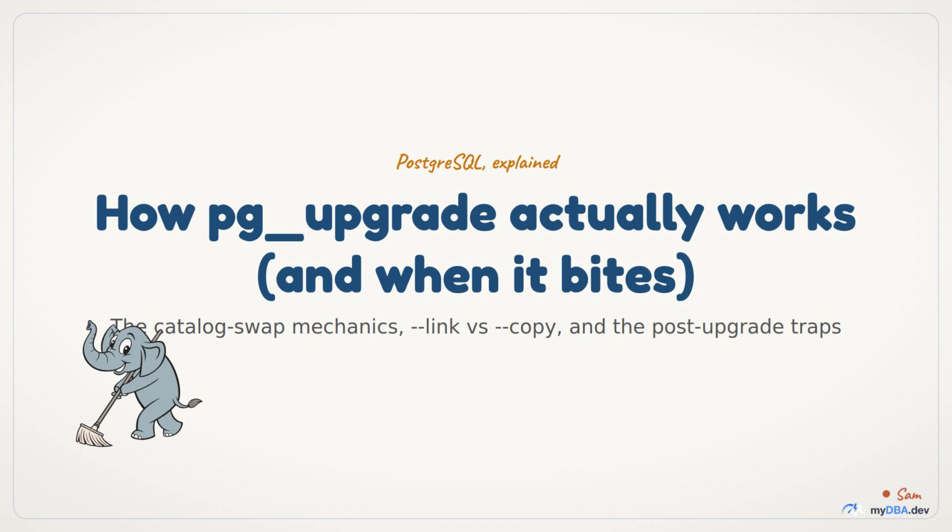Wait, it reuses the actual data files. How does that even work across major versions? That's exactly what we're going to whiteboard today. We'll walk through the catalog swap mechanics, the link versus copy trade-off, and the classic post-upgrade traps: missing statistics, extension mismatches, and collation changes that'll silently break queries.